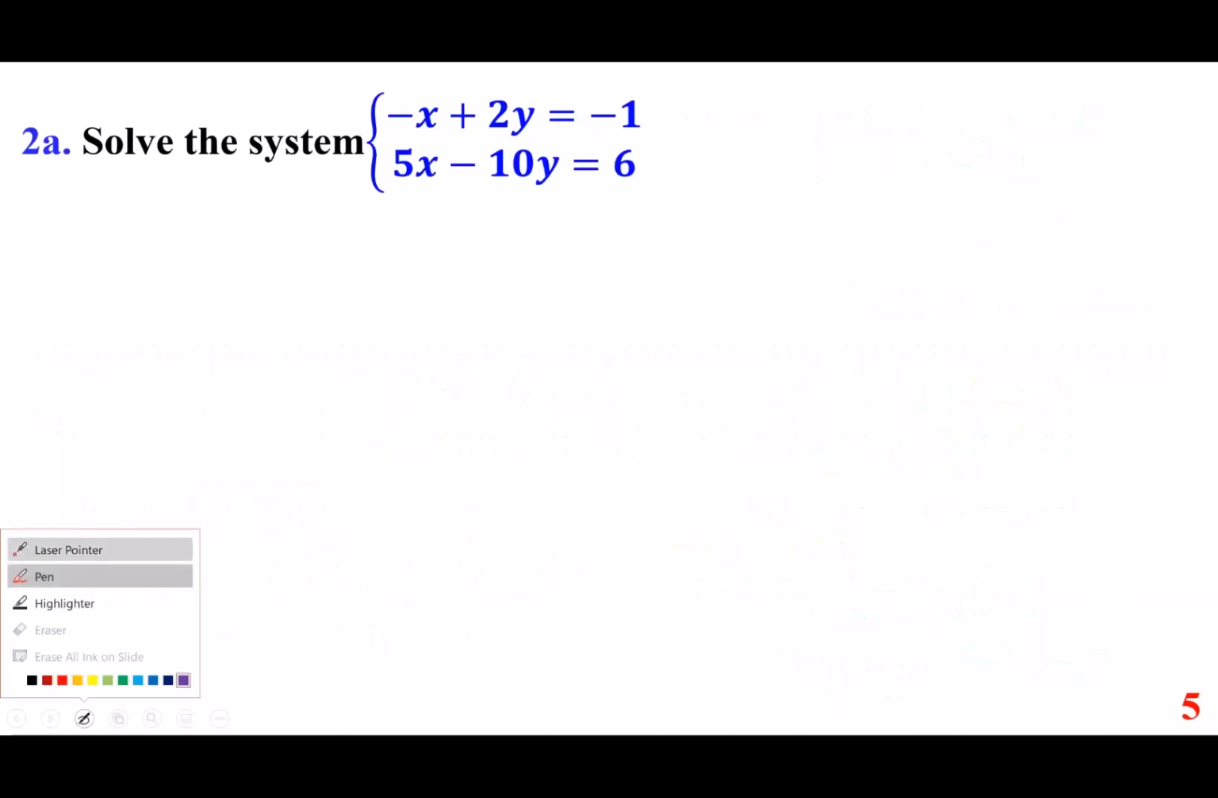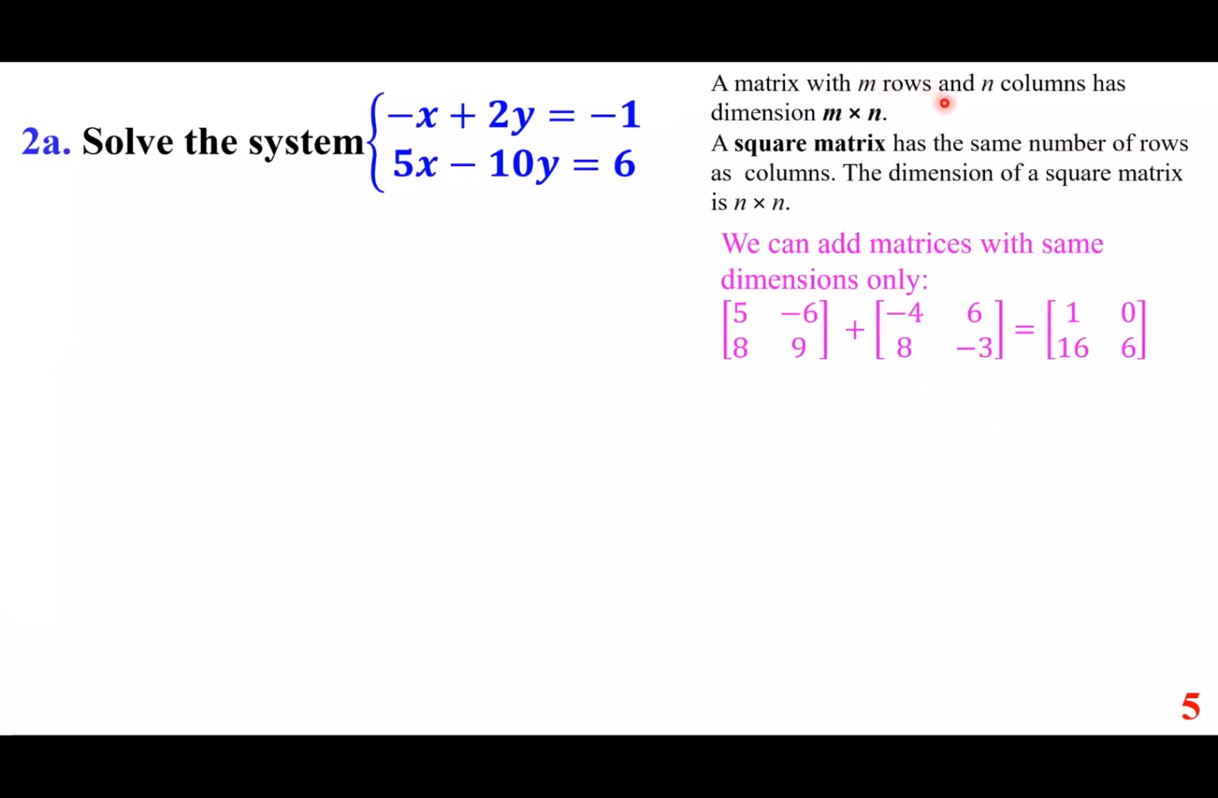We want to solve the system here. We've learned the method of substitution and addition. We want to discuss matrices as well. A matrix with m rows and n columns has dimensions m by n. So m rows, that means 1 and 2 rows. N columns, in this case also 2 columns. A square matrix has the same number of rows as columns, and we call them n by n. So this is a 2 by 2 square matrix.